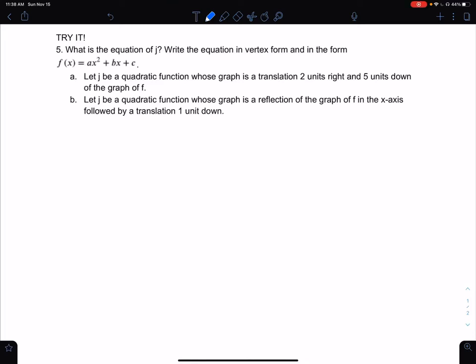So here's try it number 5. What is the equation of J? Write the equation in vertex form and in the form f of x is equal to ax squared plus bx plus c. So starting problem A, we're going to say that J of x is equal to, this is our vertex form.